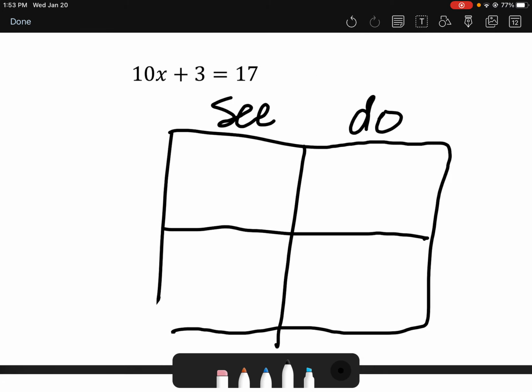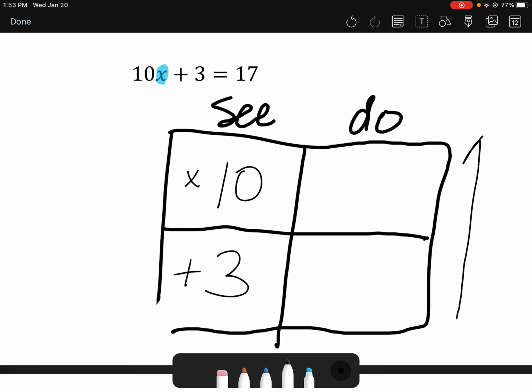Okay, so for this first one, again, here's my x. What is directly going on with x? Well, I'm multiplying it by 10. After I multiply it by 10, I'm adding 3. I have plus 3 there. So in order to do the do side, I do have to look at their inverse operations. When I add 3, the inverse of addition is subtraction. So I will subtract 3.